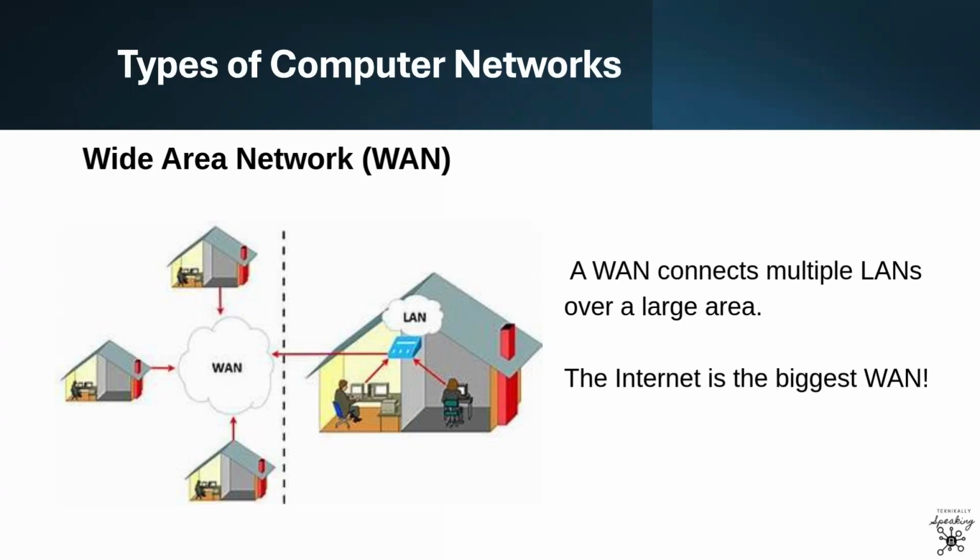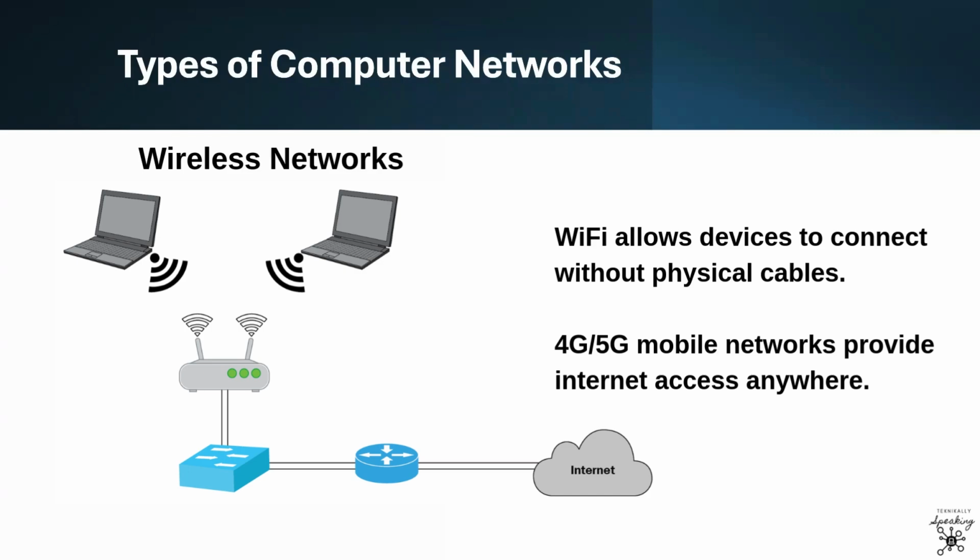Wide area network, WAN, is a large-scale network. A WAN connects multiple LANs over a large area. The internet is the biggest WAN. And lastly, let's talk about wireless networks like Wi-Fi and mobile networks. Wi-Fi allows devices to connect without physical cables. 4G and 5G mobile networks provide internet access anywhere. An example of wireless networks would be using mobile data to browse on your phone.